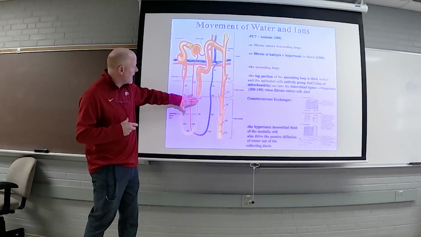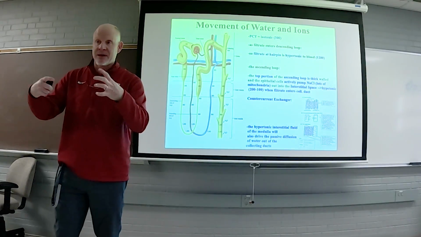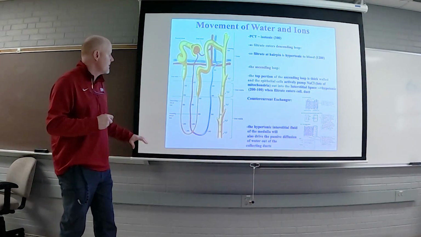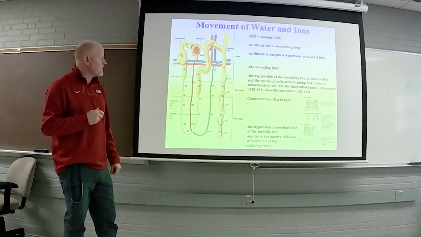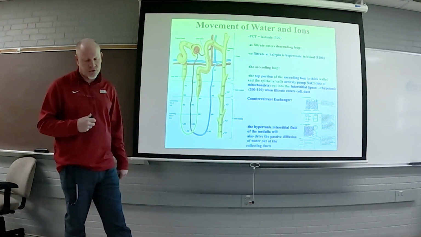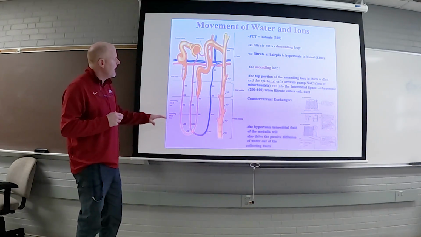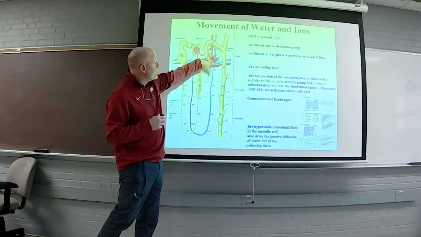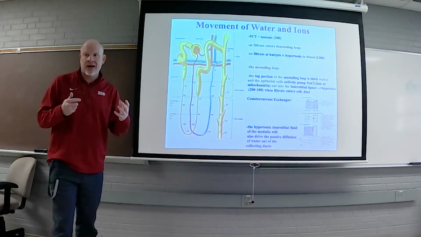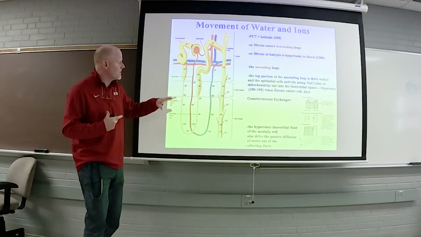And then as we move back up towards the cortex, this is where I pump the salt out to get it really concentrated. So I have a really, really high osmolarity, or lots of salt or solute, in the interstitial fluid of the medulla. And what that's going to let me do is fine-tune how much water I'm going to allow to escape into the urine. And that's really what the collecting duct's job is going to be.